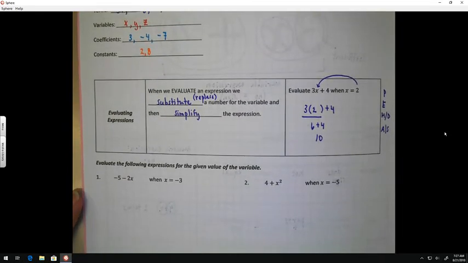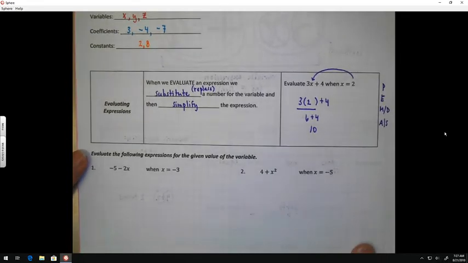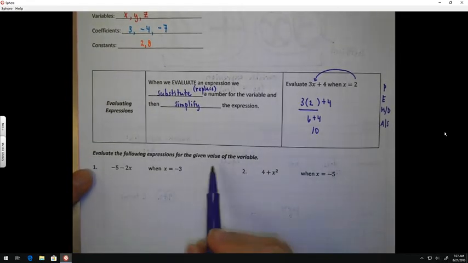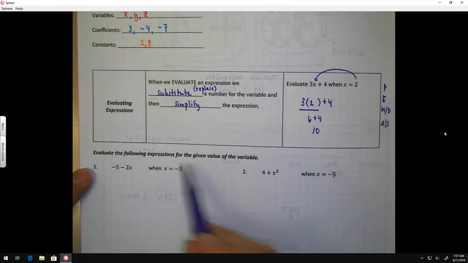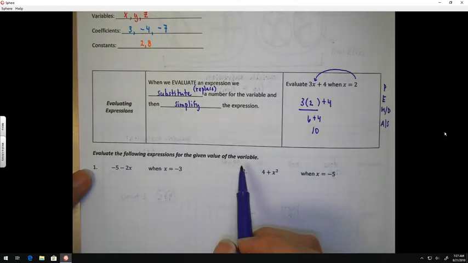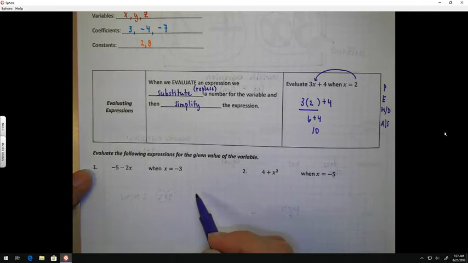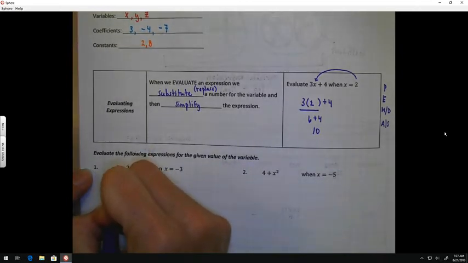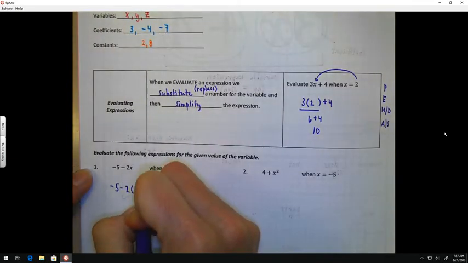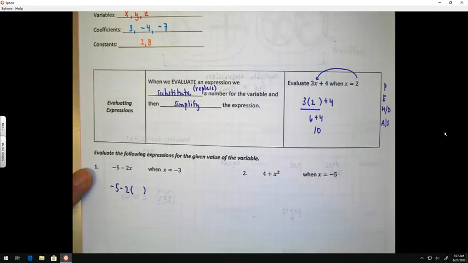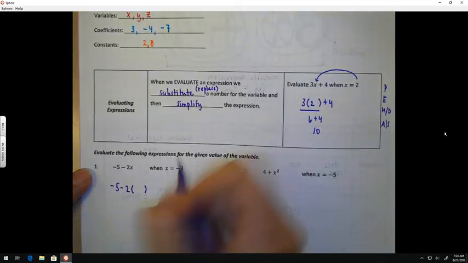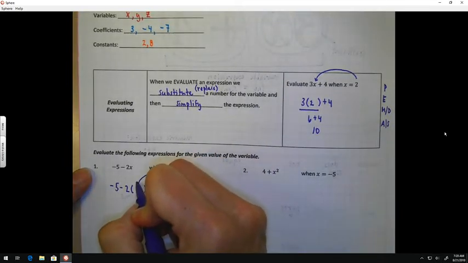All right, we'll do one more together actually. We'll do these examples together, and then I'll give you some practice to start class. So let's look at number 1. Same thing, we're evaluating the expression for the given value of the variable. So they're telling us the value of that variable. So the first thing I'm going to do is copy my expression, negative 5 minus 2, but I'm going to put a placeholder for the x.